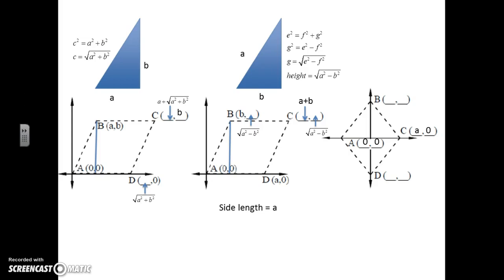Now, if this is a rhombus, then all of these points are equally spaced. So B must be at (0, a) and D must be at (0, -a). And my side length of this rhombus would be a square root of 2, because what we've actually made are four 45-45-90 triangles, where each leg is length a, so the hypotenuse would be a square root 2.